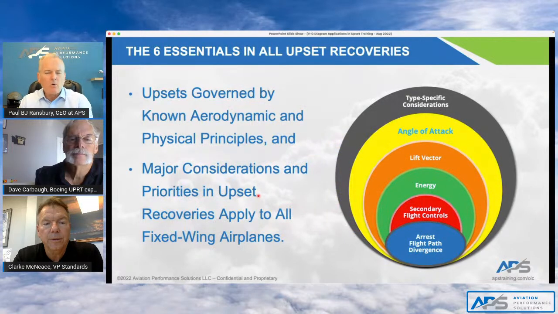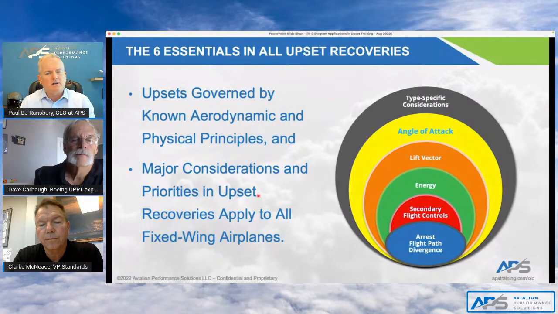Okay, so real quick, how important is angle of attack in airplane upset events? So this is another course we talk about, which is the 6 essentials in all upset recoveries that essentially communicates that in every airplane upset event, there are 6 things that have to be addressed by the pilot, and typically in a proper order to approach it.